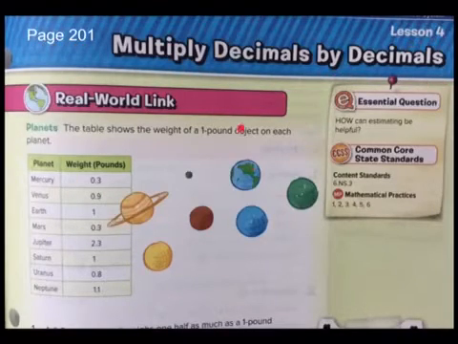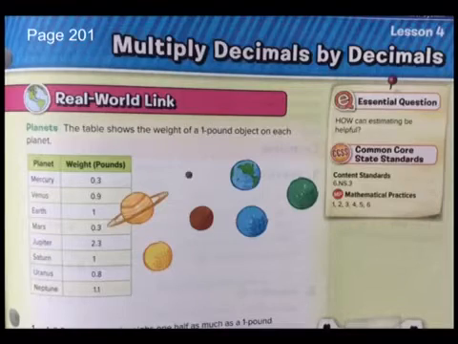Here we have a real world example where we have the weight of a 1 pound object on each planet. Now remember, the weight on Earth is 1 pound, but it changes from planet to planet because each planet has a different gravitational pull. The bigger the planet, the stronger the gravitational pull. Okay, so the higher the weight.